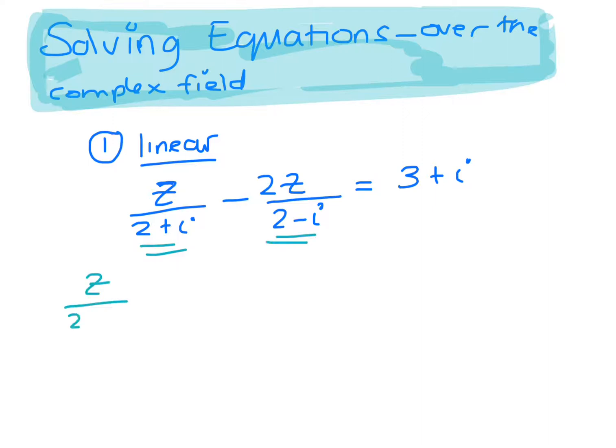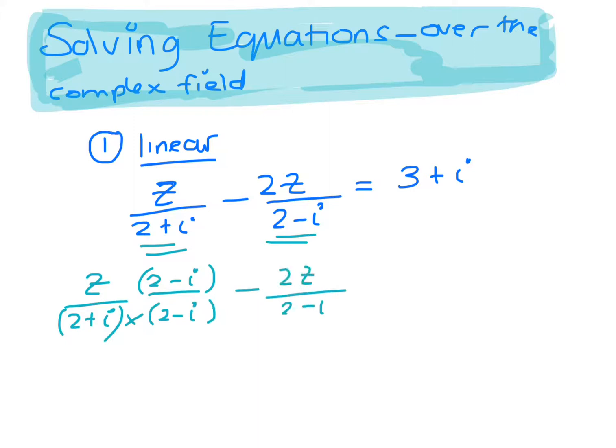denominators. So I might just multiply them by the complex conjugates, because that way I get rid of the complex number on the bottom. And this one here, you could multiply that by 2 plus i. Or you could just do the whole lot. I'll do it in a different way. You could multiply everything throughout by 2 plus i, 2 minus i.